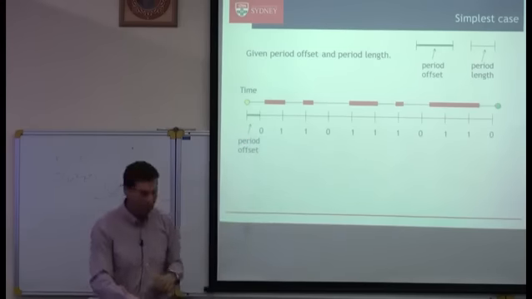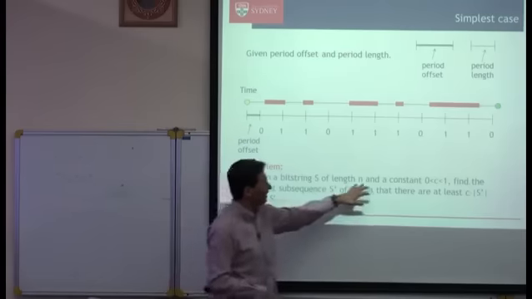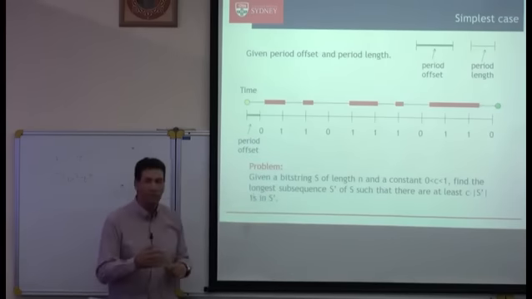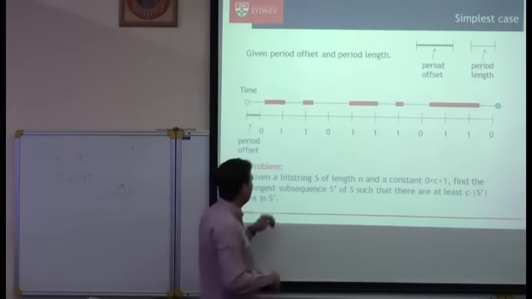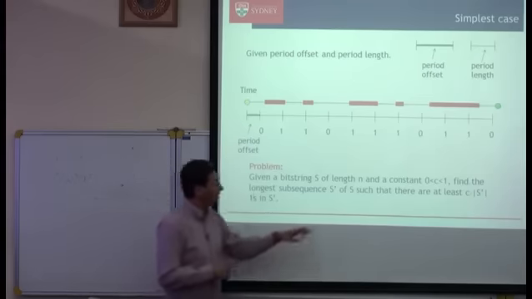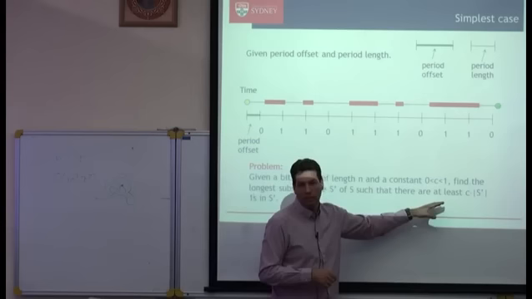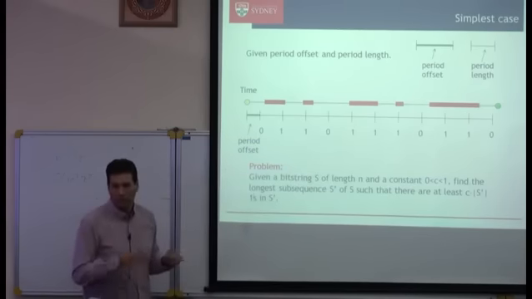So what is the problem then? Well, given a bit string S of length n, and say that I have this constant C that tells me how large a proportion of the time I need to visit, find the longest subsequence S prime of S such that at least a fraction of C of all the bits have to be ones. That's the equivalent problem.